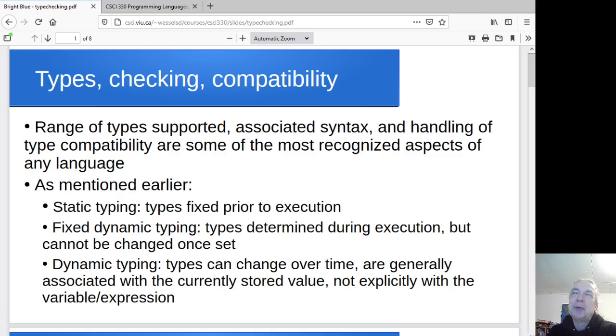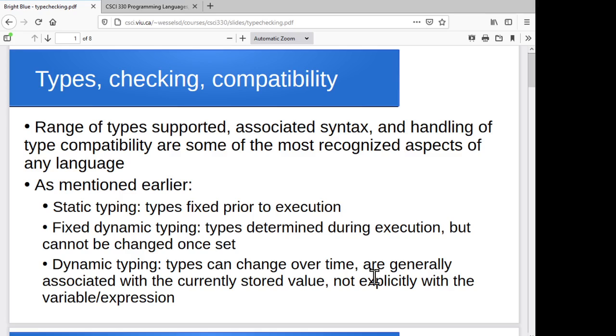So as a programmer, one of the first things you notice is the suite of different data types that are available to you, how you have to use them, what kind of conversions are available to you. So this is something that's often a very visible part of the language as far as the developer is concerned.